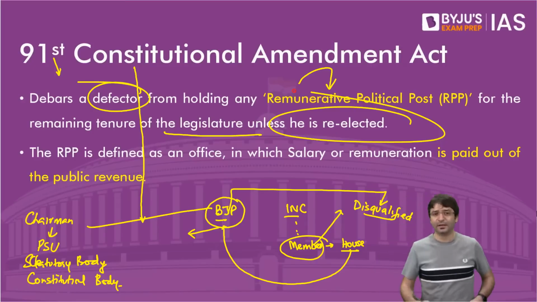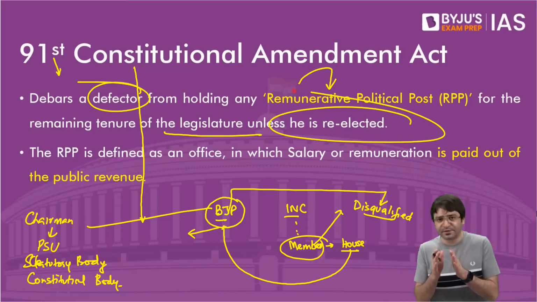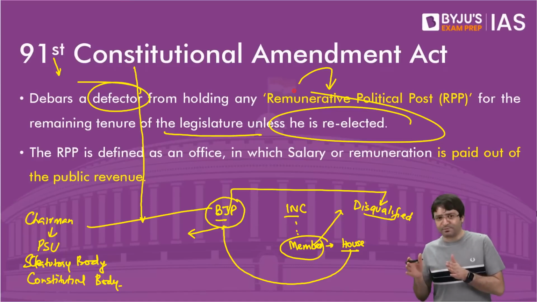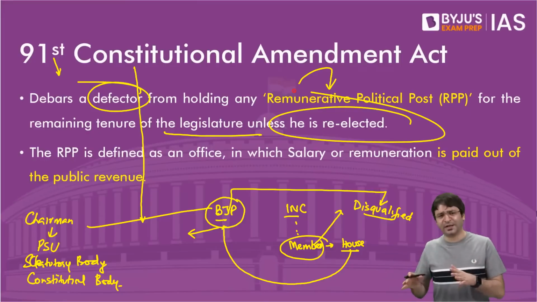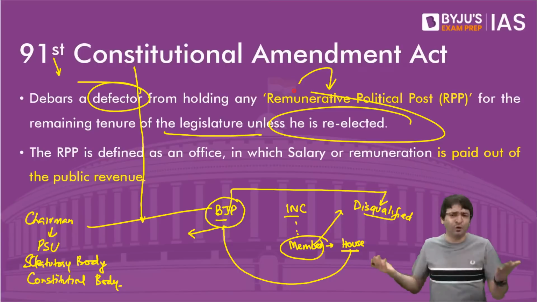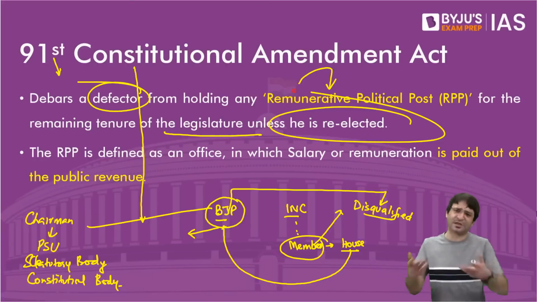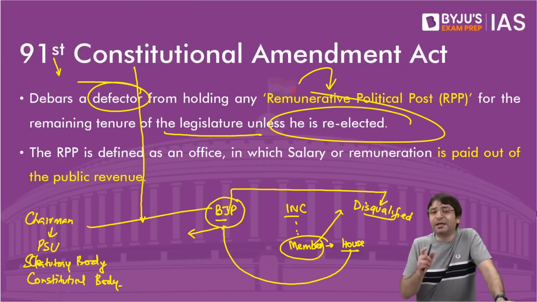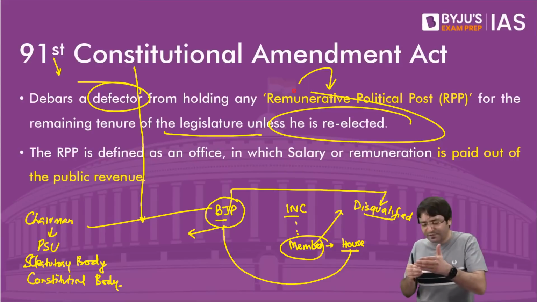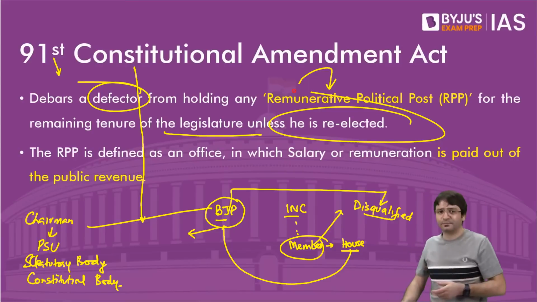What does that mean? My term is for 5 years. After 2 years, I resigned from Congress and joined the BJP. Can I contest elections again? Yes. If I contest the election again and win, then no problem. I am a member of the house because I have got re-elected. But if I am not re-elected or if I don't contest the election again, for the remaining part of that legislature, I am a defector.